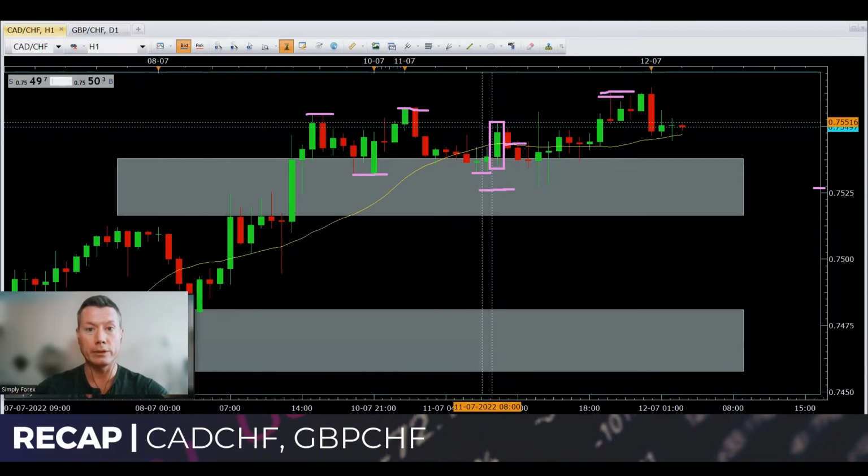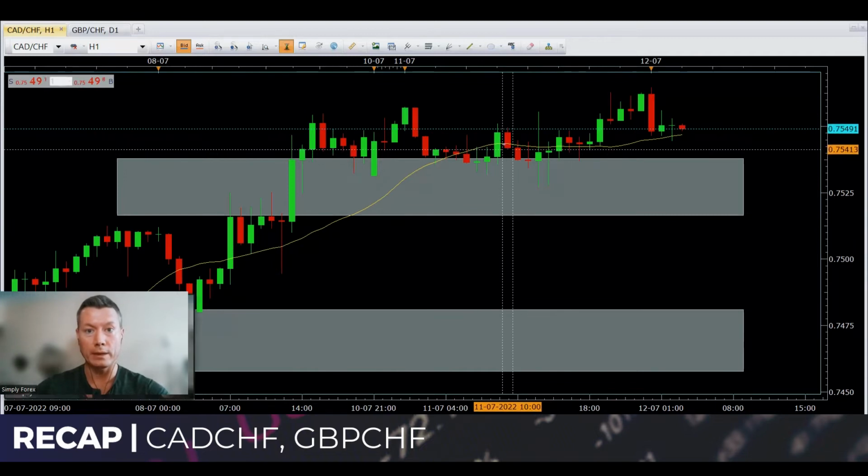Let me just take all those pink lines away. So entered here, stop here, got out here for 80%, and now I'm just going to leave 20% to run. Looking at the day chart, we still have room to the upside. And also you can see, guys, these wicks here.